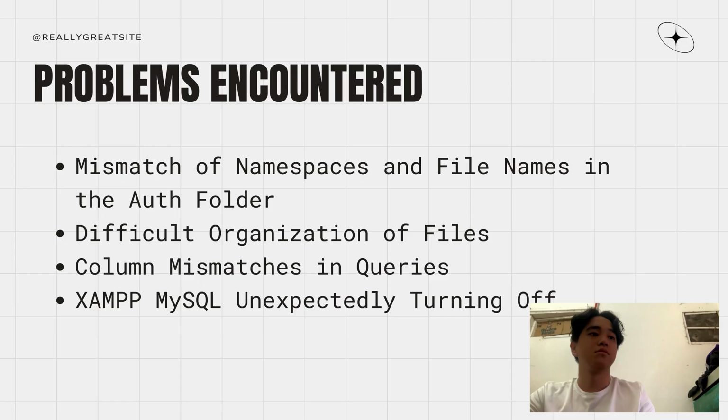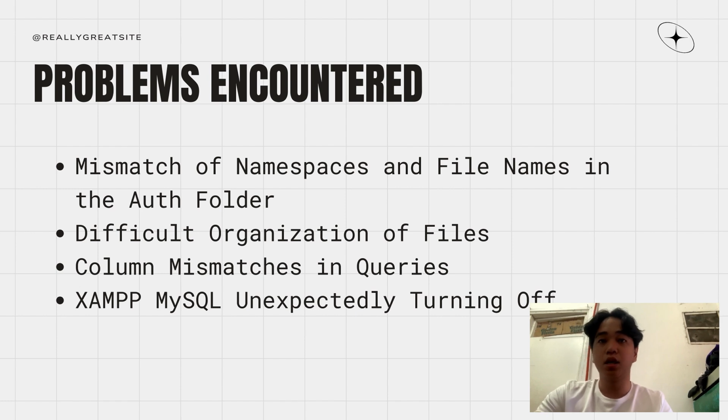Now, heading on to the issues that we have encountered during our development. So there are actually 4 issues that we found. Number 1, there were inconsistencies between the namespace and the actual files of the auth folder, leading to difficulties in auto-loading classes and referencing them correctly within the code base.